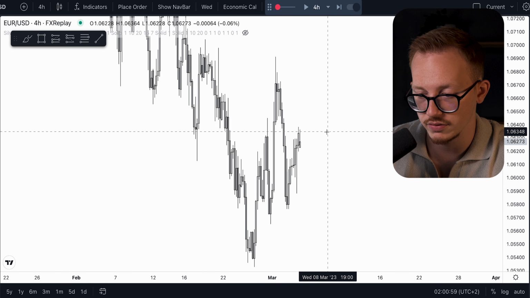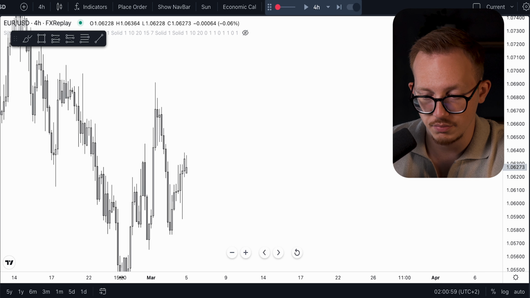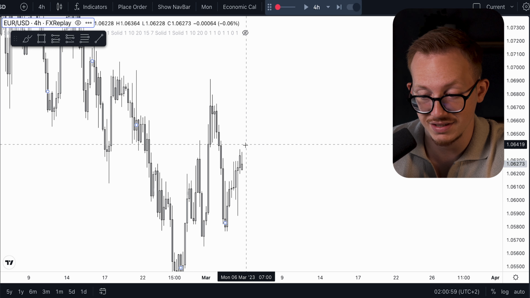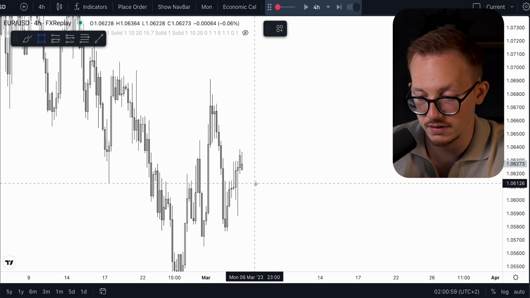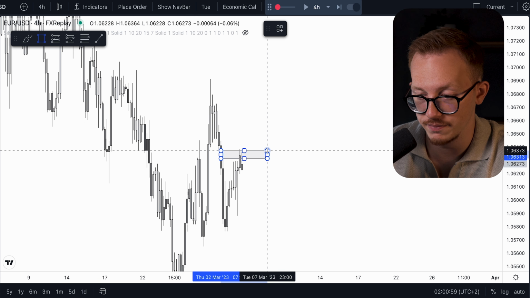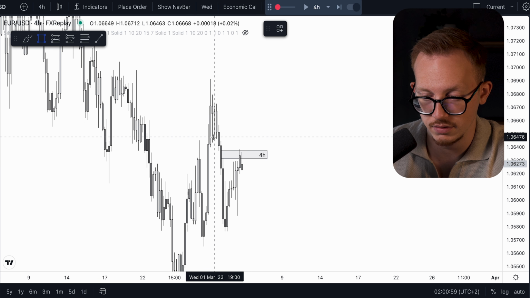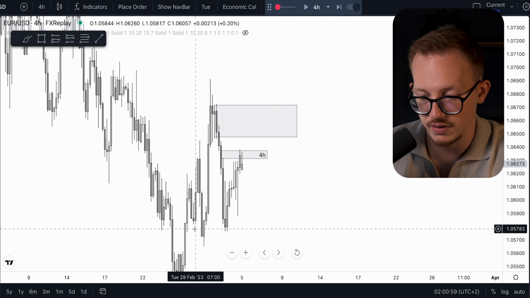But where are we going to sell? If we look at point of interest areas in the market that we can see right now, for us to be able to sell, we can see a fair value gap right here on the 4 hour, an order block right here. And that's about it.